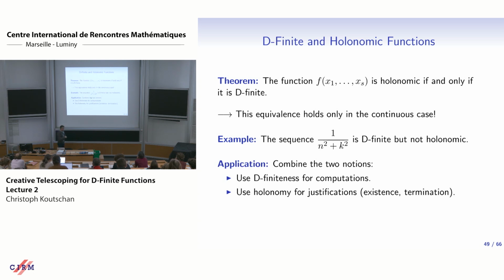And what we do in practice is that for the calculations, we prefer to calculate over the ring of operators with rational function coefficients. So we are in the D-finite setting, and this usually works much faster than if you compute in this Weyl algebra. So for the computations, we use the fact that the functions are D-finite. However, if we want to do an integral or a sum, and we want to argue that the algorithm terminates and that we will find something, then we have to rely on this concept of holonomy.